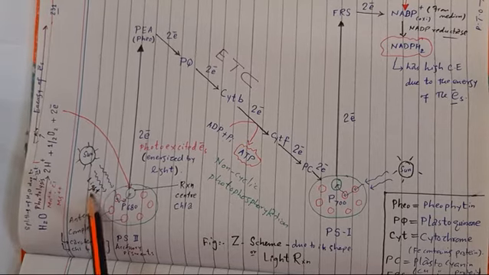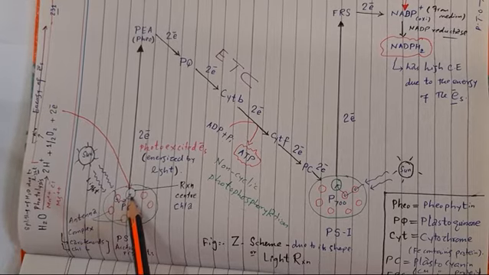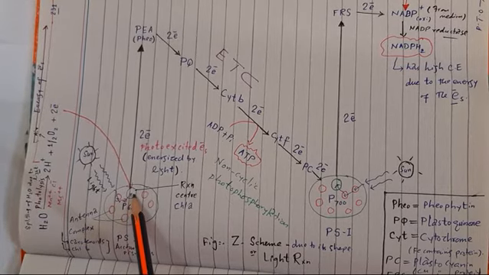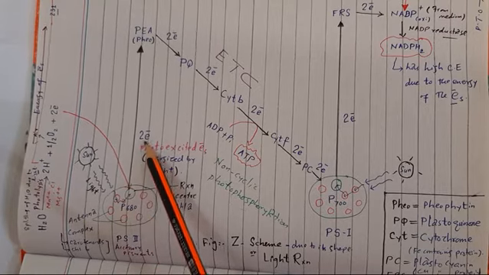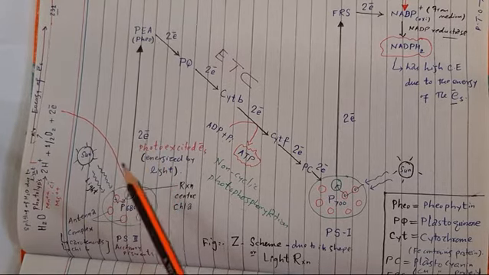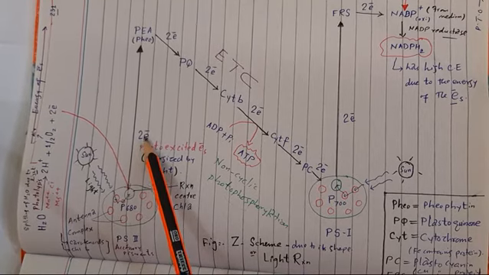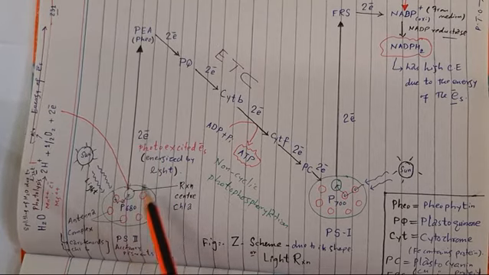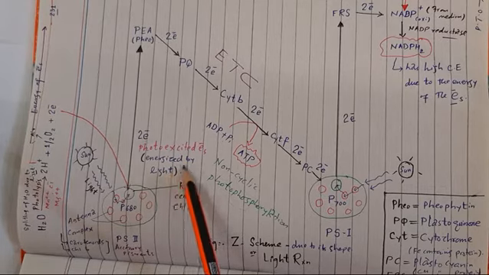When the sunlight strikes the photosystem 2, P680, energy is absorbed by the chlorophyll molecules and they lose their 2 electrons. The chlorophyll molecule becomes positively charged with a deficiency of 2 electrons. These are the 2 electrons lost by the chlorophyll molecule of photosystem 2. These are photoexcited electrons, which means energized electrons, energized by light.